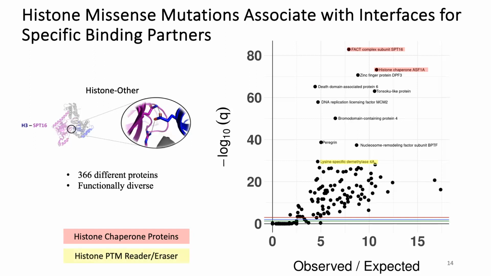Similarly, we also found that a number of histone post-translational modification readers, writers, and erasers are also targeted by histone missense mutations. So although histone missense mutations might not directly be enriched or depleted at interfaces or at post-translational modification sites, they still may be interfering with post-translational modification signaling by disrupting the effector proteins that either deposit or remove these different PTM marks.